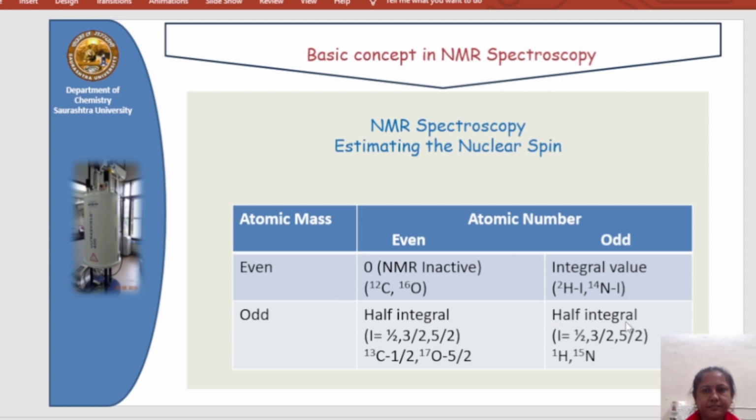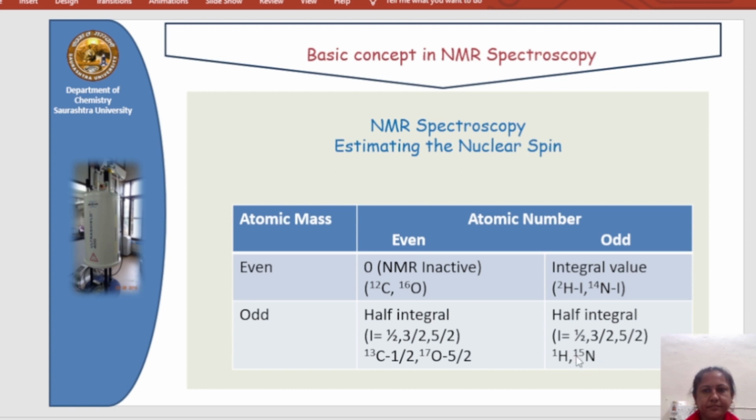Now the fourth case is half integral. We take hydrogen itself. Hydrogen possesses only one proton and there is no neutron. So when we carry out the summation of the spin of neutrons and protons, only the proton is there.